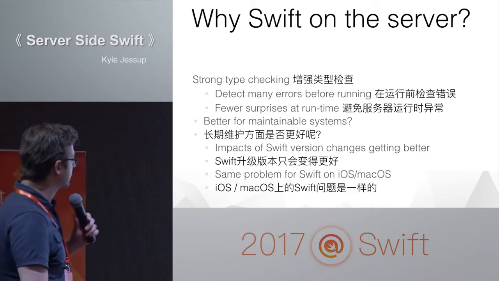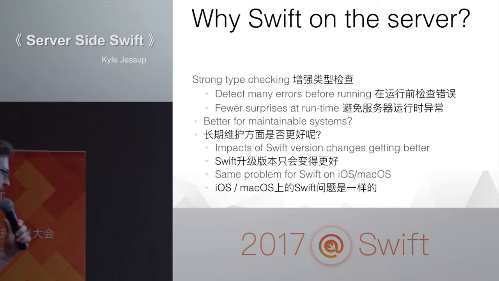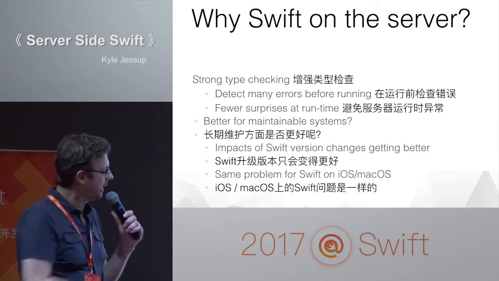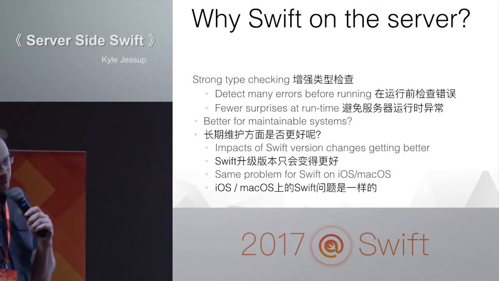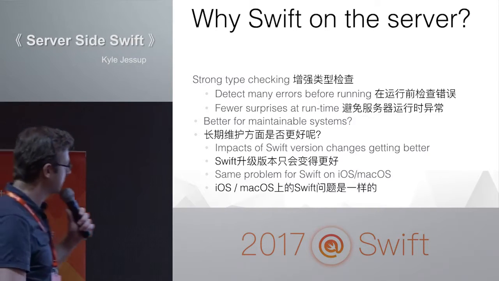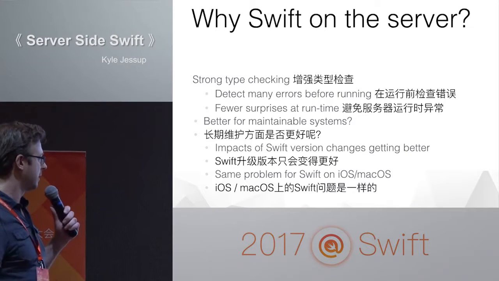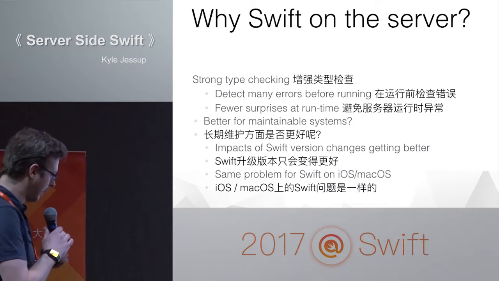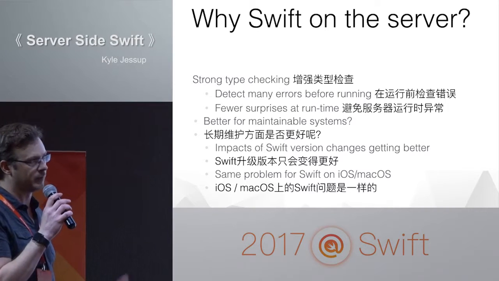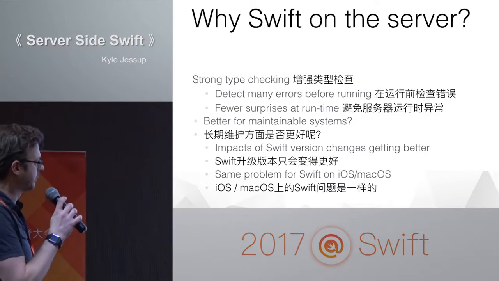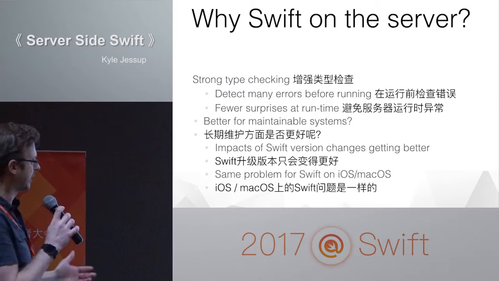My next point here is Swift is better for maintainable systems because it has this strong type checking. And I put a question mark there because Swift is a very young language. It's going through a lot of changes, but the impacts of these changes are getting much better. I believe there were only a few issues that we had to account for moving from Swift 3.0.2 to Swift 3.1. And so as Swift ages, it gets better and better in that regard.